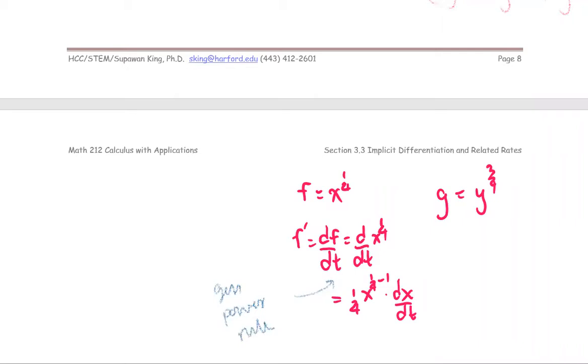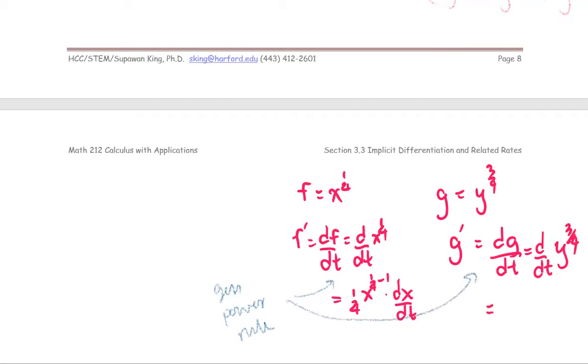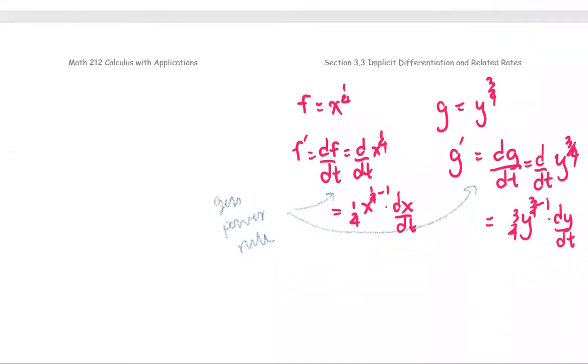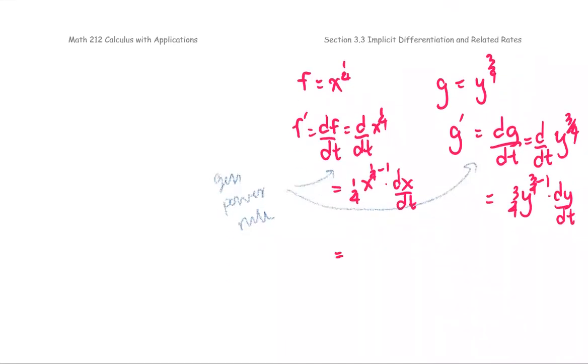And similar to the g part, when you find the g prime, or the derivative of g with respect to t, which is the derivative with respect to t of y to the power 3 over 4, general power rule as well. And we're going to get this as 3 over 4 y to the power 3 over 4 minus 1 times dy by dt. And then to simplify one more time before we bring it into the main part of the problem.